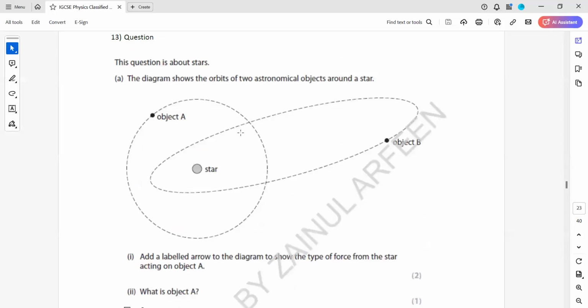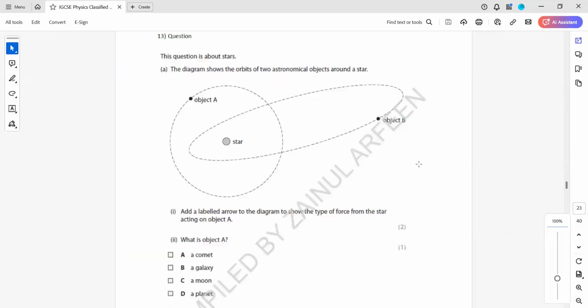Question 13 also related to this question is about the stars. The diagram shows the orbit of two astronomical objects around a star. Add an arrow to the diagram to show the type of force from the star acting on object A. What is the type of the force? Add a diagram to show the type of force acting, and so that will be a gravitational force which is acting toward the center.